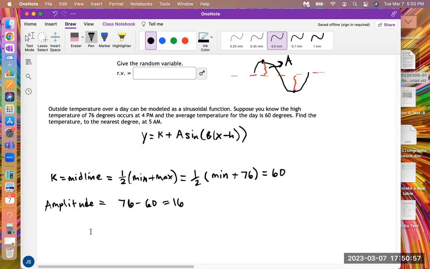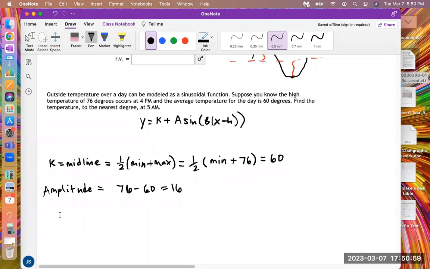Then we need to find the b, which is related to the period. The period P equals 2 pi over b. If I want to find b, I can remember the related formula that says b is equal to 2 pi over P. So we just have to figure out what the period is. Well, what is repeating as far as temperature? Is there a repeating cycle that we can think about?